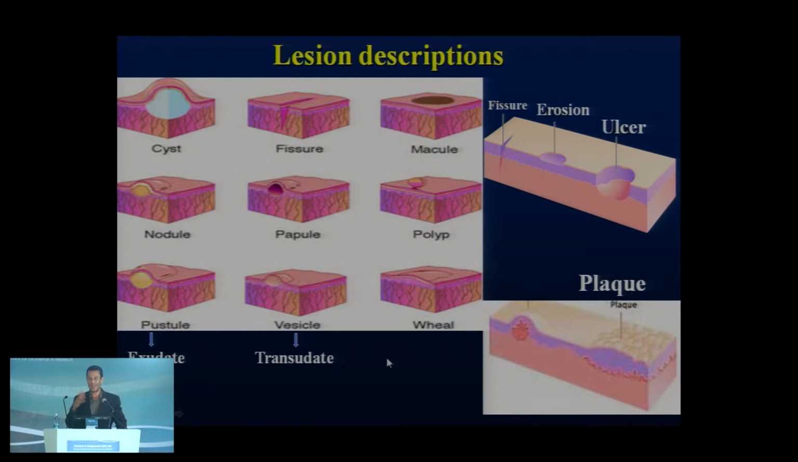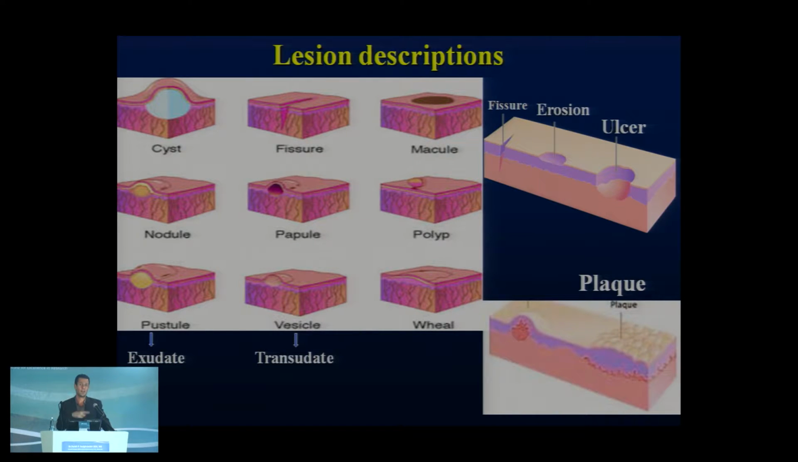So there's a language that we all need to speak, at least to be able to describe lesions, and that's this slide. We talk about lesions as being cystic, which is basically an epithelial lined sac. You can have a fissure, which is a little cut, basically, in the epithelium, or mucosa, if we're talking about the oral cavity. You can have a macule, which is something flat. You can have a nodule, which is something raised, or a papule, which is kind of a small nodule, a polyp, which is a pedunculated lesion, a pustule, or a vesicle, or a wheal, an ulcer, and a plaque.